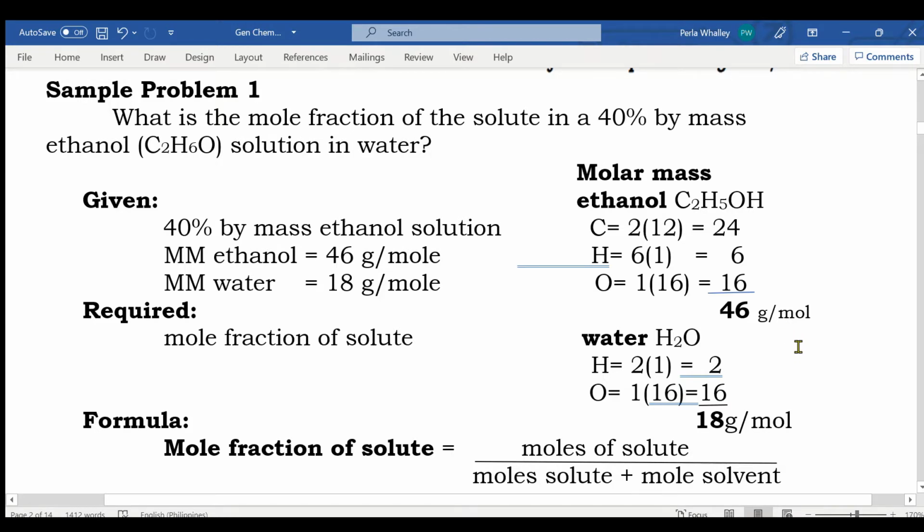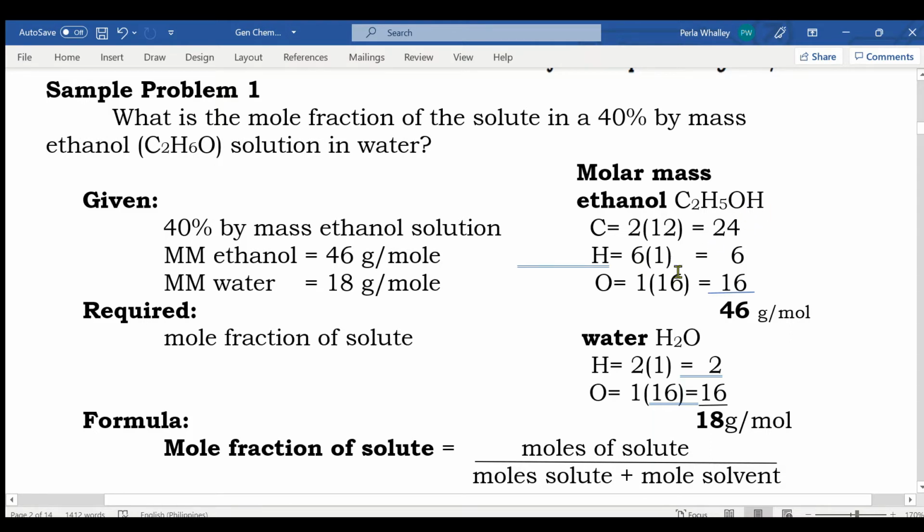Okay, so how do we solve for the molar mass? Ethanol can also be expressed as C2H5OH. The OH represents the functional group of alcohol, to which ethanol belongs, because ethanol, as we said earlier, is ethyl alcohol. So identify first the elements present: carbon, hydrogen, oxygen, and the number of atoms. Carbon has 2, hydrogen 5 plus 1, 6, oxygen 1.